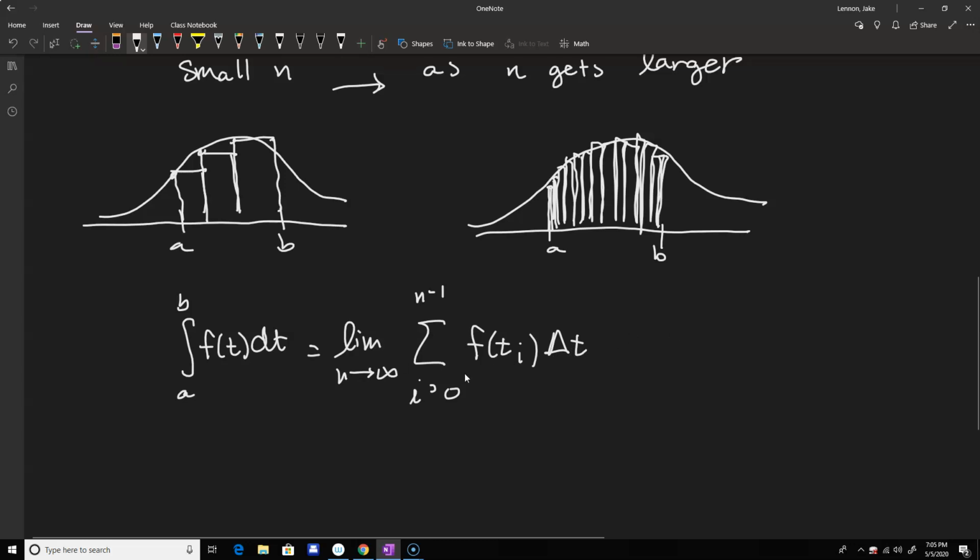That would be the left rectangle because we're starting at i equals 0. If we started one later, that would be the right rectangle. I forgot the limit here, but it would start at i equals 1 and finish at n. So the right-hand limit would look like the limit as n goes to infinity of the sum from i equals 1 to n of f of t i delta t. Now, again, for any finite number of steps, those numbers are going to be different, but as you take the limit to infinity, they're going to converge to the same value.